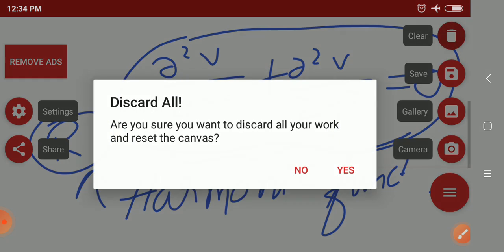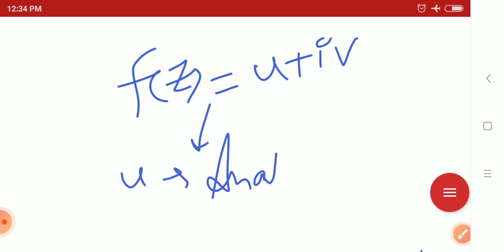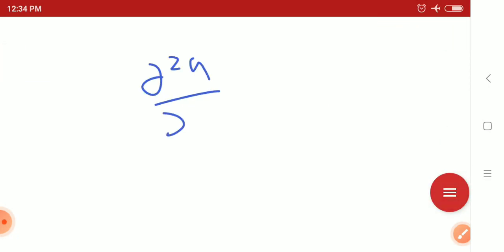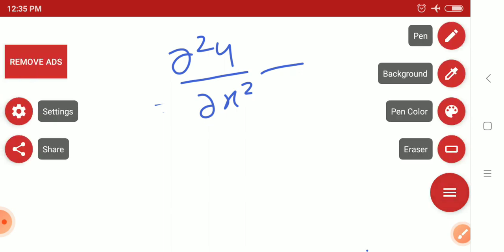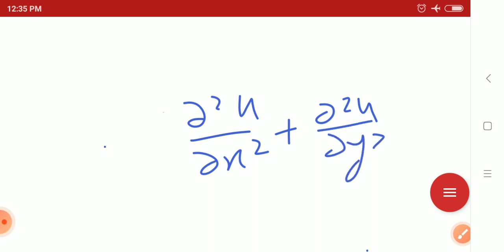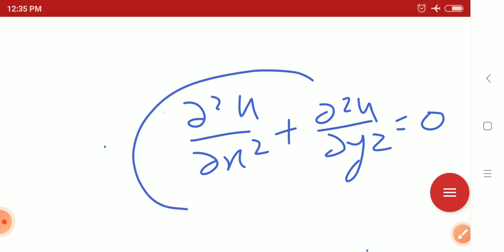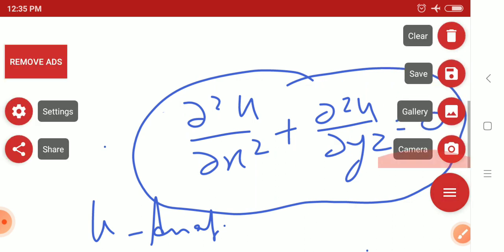Suppose someone has given you a function f(z) equals u plus iota v, and asks whether u is analytic or not. How can you prove it? You can prove it by this relation: if u satisfies del two u by del x square plus del two u by del y square equals 0, then we will say that u is analytic in this region. That means the real part of that function is analytic. We will understand this concept clearly in our next video by doing problems on it.